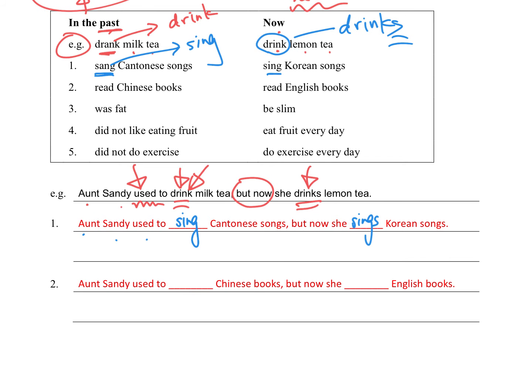Number 2. In the past, read Chinese books. Now read English books. Read, read。讀音唔同咗，串法一樣。Number 2. Aunt Sandy used to read Chinese books, but now she reads English books.